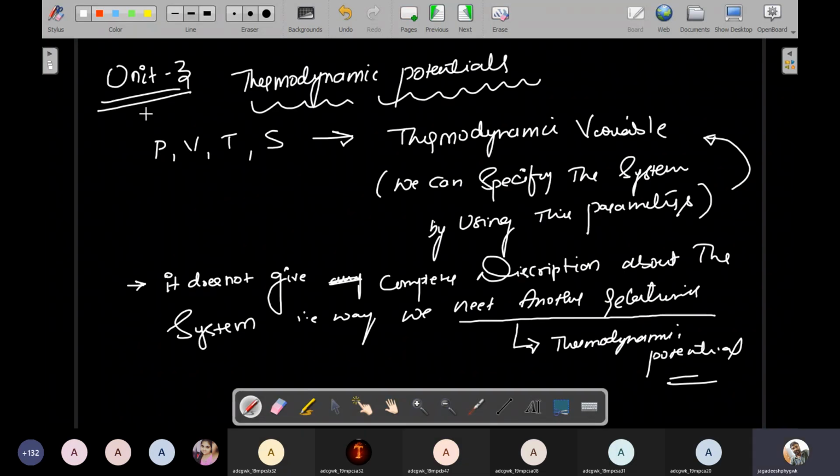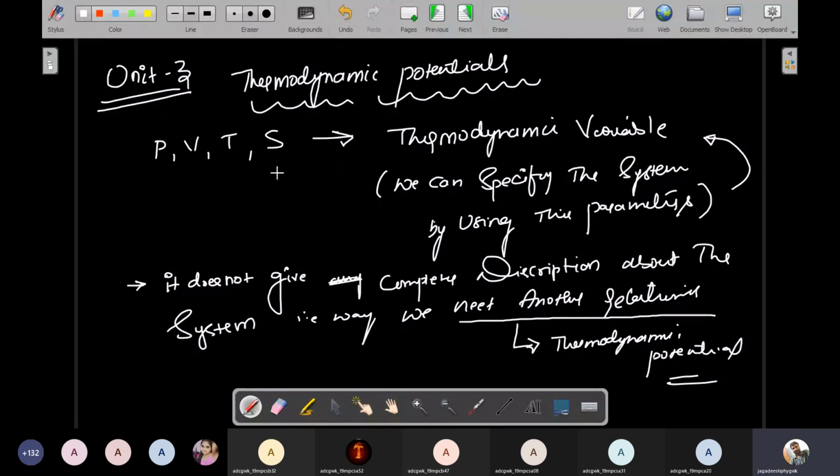See, in unit 3 we are studying thermodynamic potentials. In the previous class we learned about thermodynamic variables. What is meant by thermodynamic variables? We can specify any system by using parameters like pressure, volume, temperature and entropy. These special parameters are called thermodynamic variables. By using these thermodynamic variables, we can specify any system.